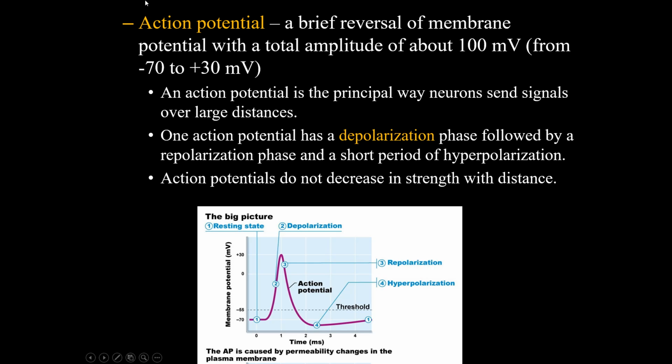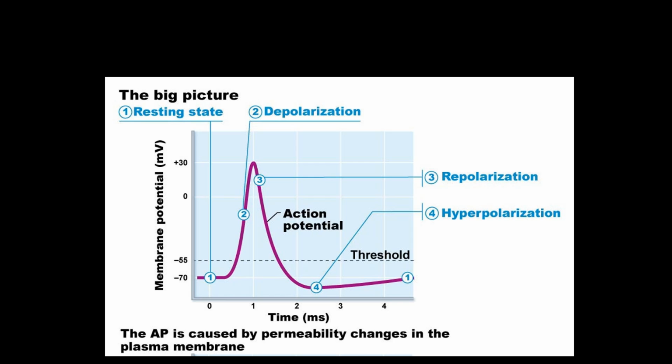If you have ever heard of a nerve impulse, it is an action potential. So action potentials and nerve impulses are the exact same thing. They do not decrease in strength. Also, notice it's the principal way neurons send signals. Again, this is a nerve impulse, what happens with an action potential.